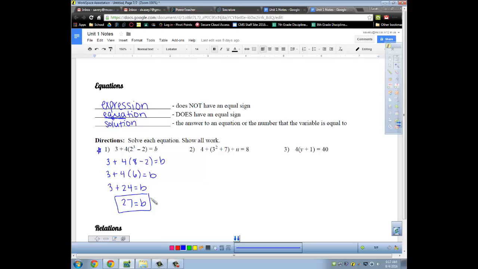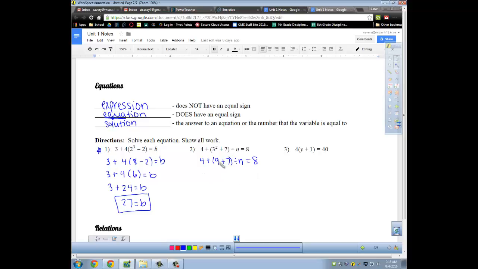Numbers 2 and 3, the variables are not by itself. So they are trickier, but again, these parts we're going to talk about in a later section. I just wanted to go over it a little bit before we got there. So I'm going to start by simplifying as much as I can. So I'm going to do my parentheses to get 4 plus 3 squared is 9 plus 7 divided by n equals 8.